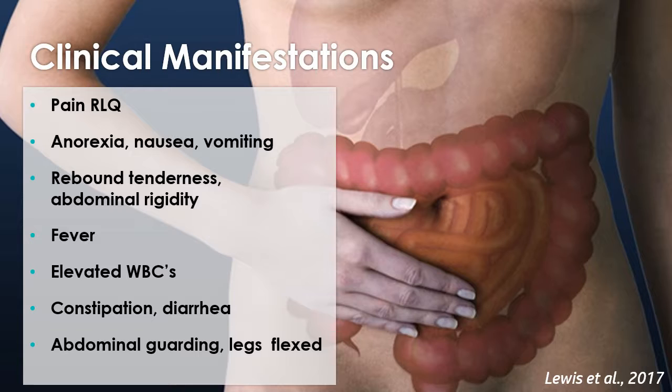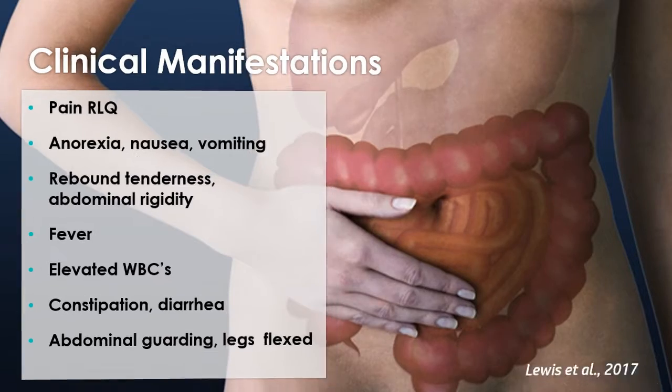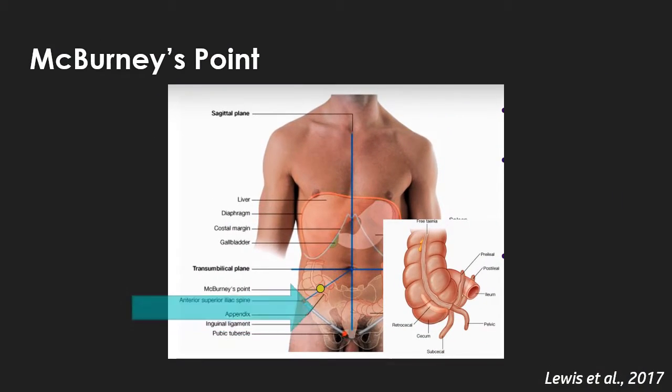One thing we want to be aware of with our patients is that they will usually be in the sideline position with abdominal guarding and legs flexed. This picture shows the location of McBurney's point, which is represented by the yellow dot.